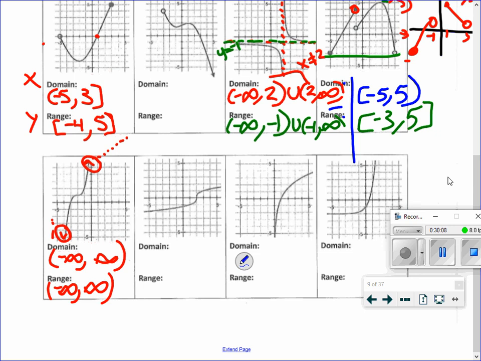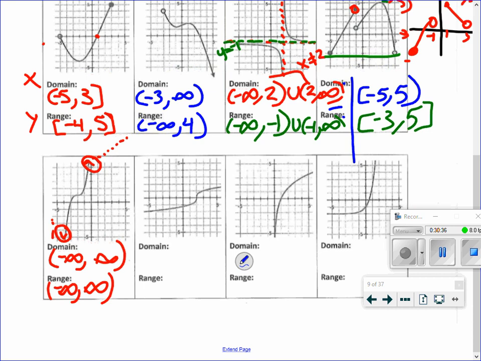The domain is parentheses -3 and infinity with parentheses. Good. Everybody okay with that one? Yes. All right, so let's jump down to the second row.